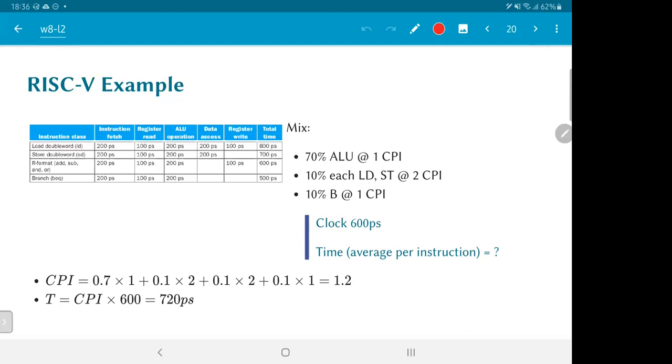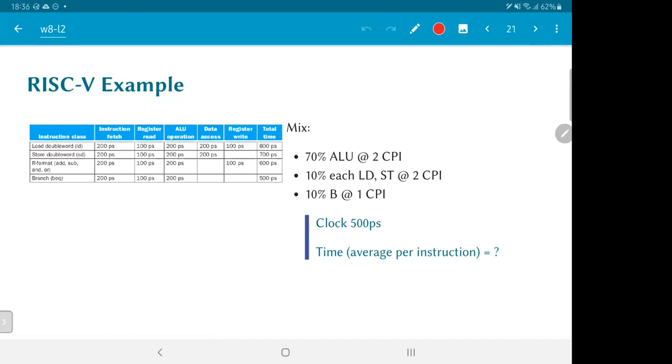Are all multi-cycle implementations a good idea? Not necessarily. Let's consider another one of the examples that we had. Here we went down to a clock period of 500 picoseconds, but now because it was 500 picoseconds, we found that ALUs also had to become two clock cycles. 10% of the loads and stores, or that is to say 10% of the instructions being loads and stores, also need two clock cycles each. Only the branches alone are able to finish within a single clock cycle.